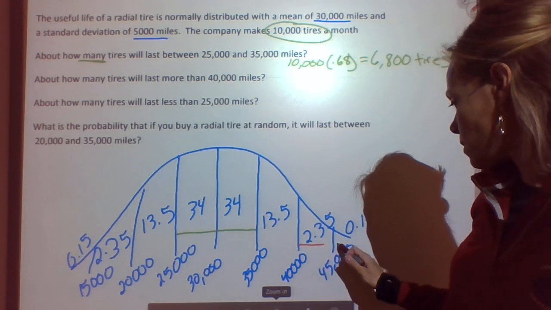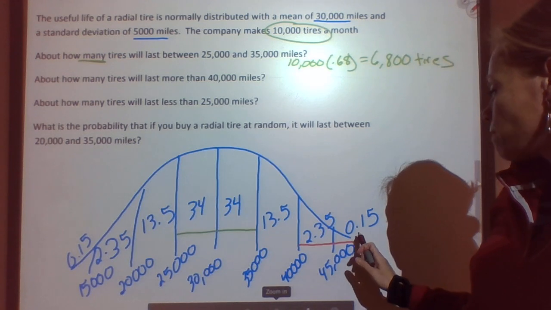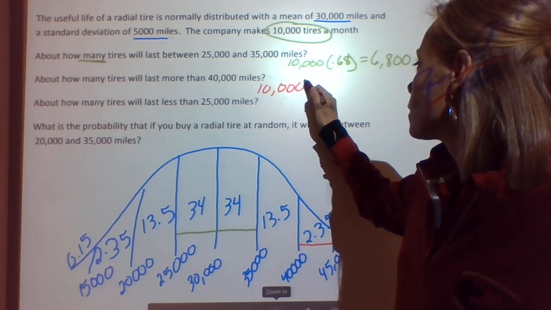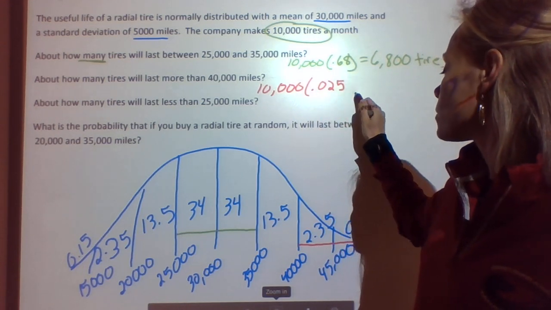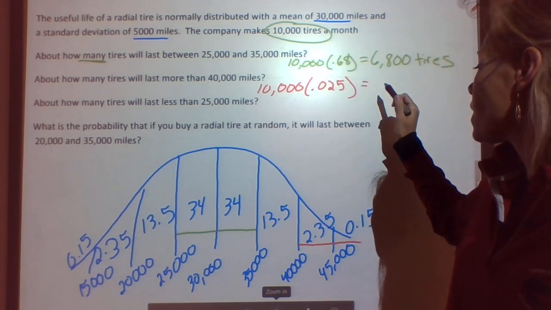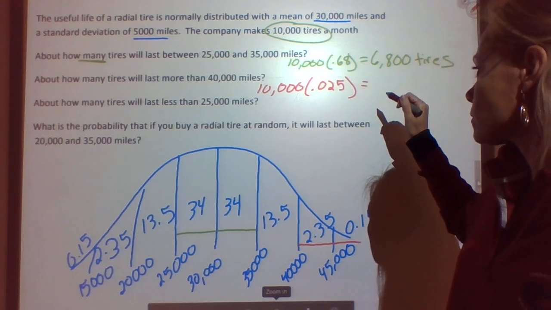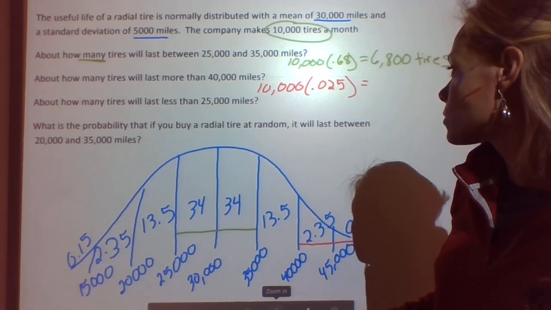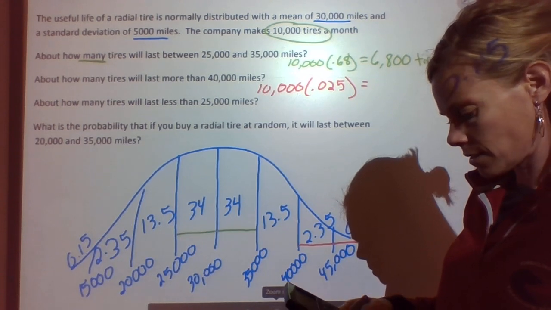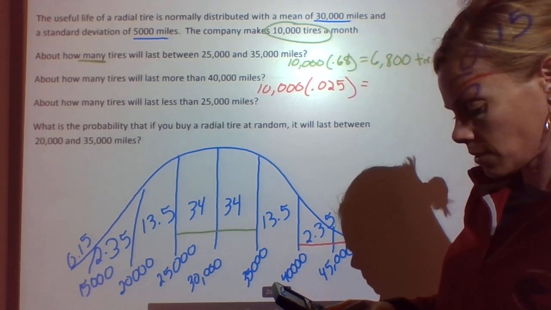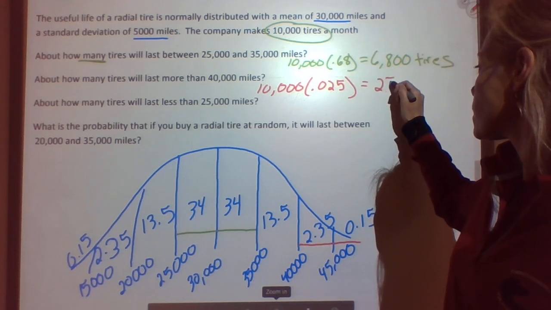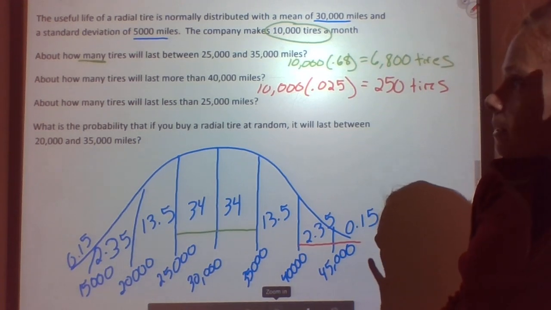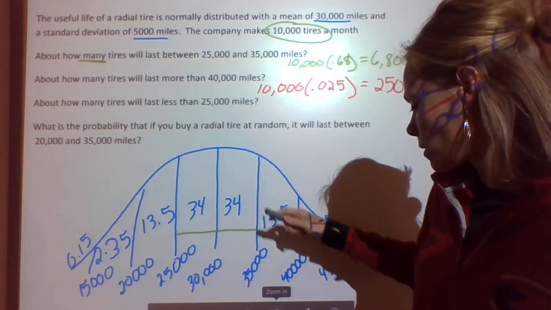Okay. How many tires will last more than 40,000? So more than 40,000 is this. That's 2.5%. So I would take 10,000 times 0.025, I need 2.5% as a decimal. And that would be 250, right? 10,000 times, yeah. I was second guessing myself, I don't know why. 250 tires.